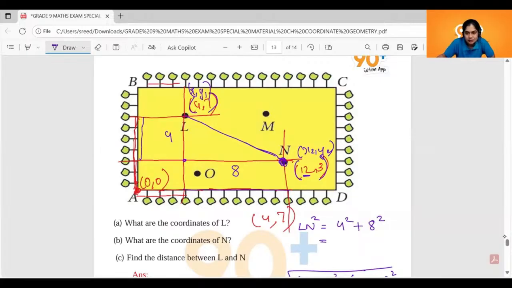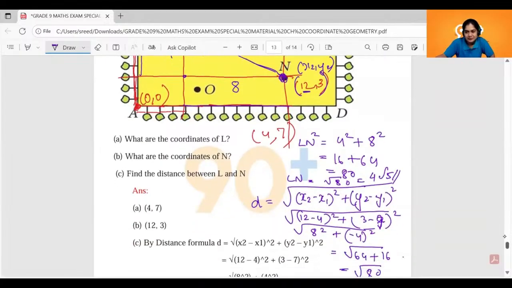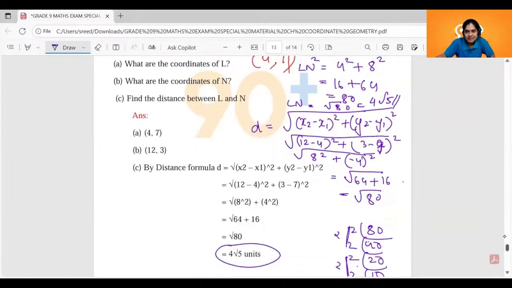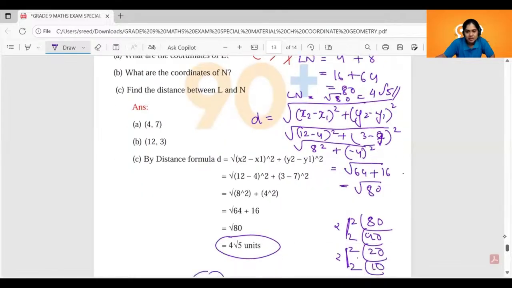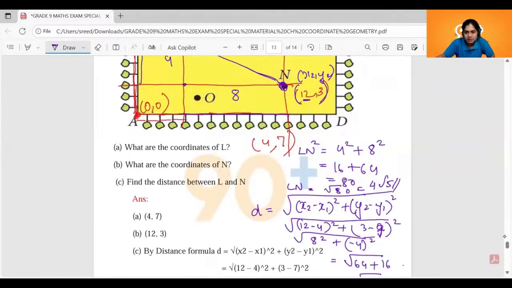So 4 4s are 16, 8 8s are 64, so you are getting 80. So what will be LN? LN will be equal to root of 80, which is equal to 4 root 5 units. Correct? Got it? Clear? That's also right. You can adopt the Pythagoras theorem also. That method is also correct, but just mark it in the figure. This is 8 units and 4 units.